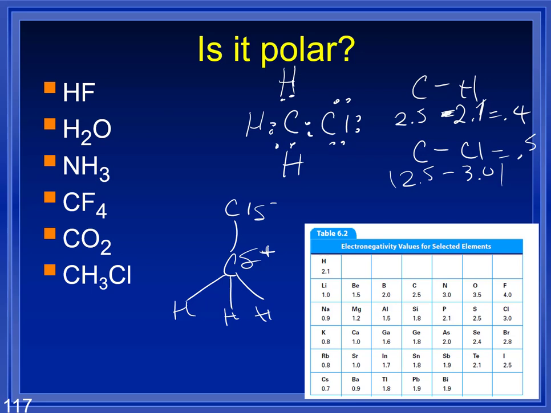Does this have a negative side and a positive side? Yeah, there's nothing canceling out at the bottom. Right? With the CF4, I had those 4 Fs on the bottom canceling out the one that went up. Here, on the bottom is not canceling out what's happening on top. So this is polar.